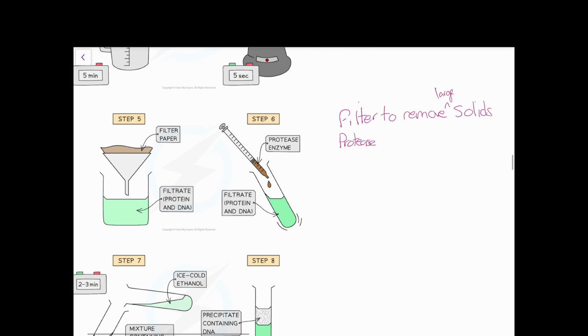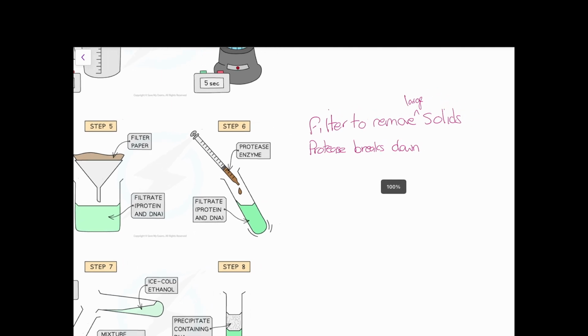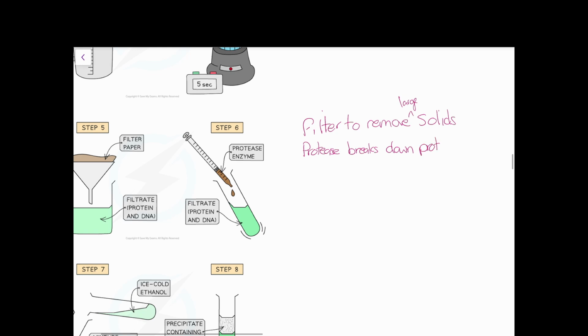Really important, and one that gets asked about a lot, is adding protease enzymes. So we know proteases break down proteins, but we can be more specific than that when we're talking about this practical, because it's actually going to be breaking down the proteins that are associated with the DNA, or the proteins that are bound to the DNA. So that's the histone proteins in the cell.